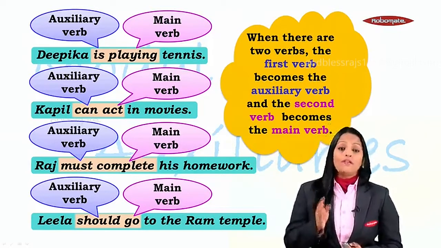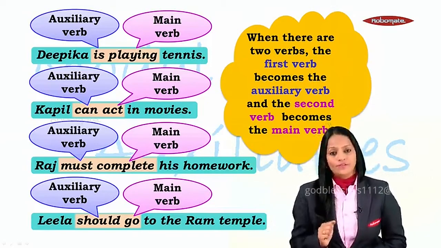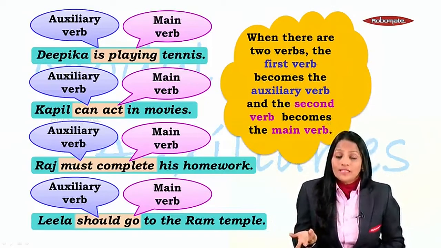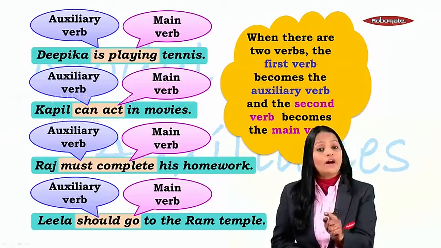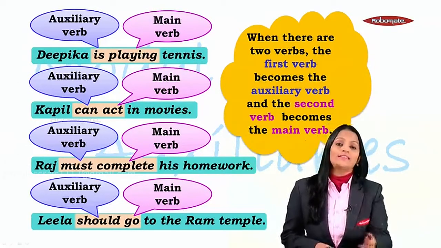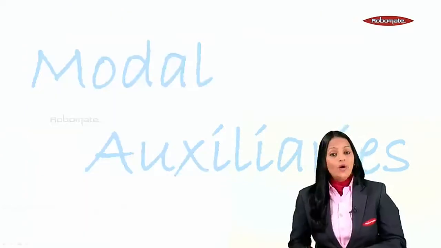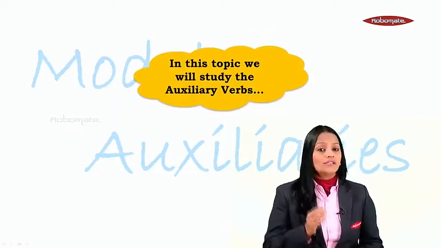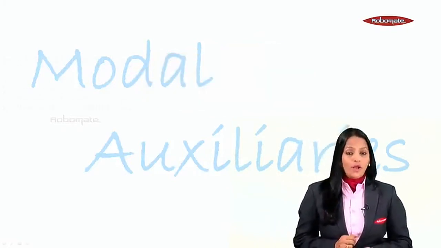So students, what have we seen? That auxiliary verbs are helping verbs. That is the meaning of the verb. But where is it placed in a sentence? Whenever there are two verbs, then the first verb is auxiliary and the second verb is the main verb. Now, let's go on to auxiliary verbs. We'll study auxiliary verbs in this particular topic.